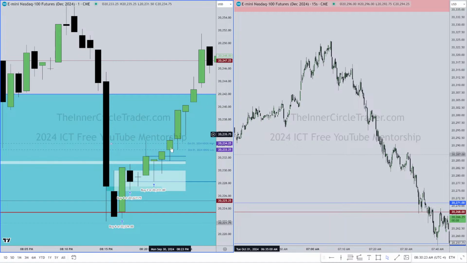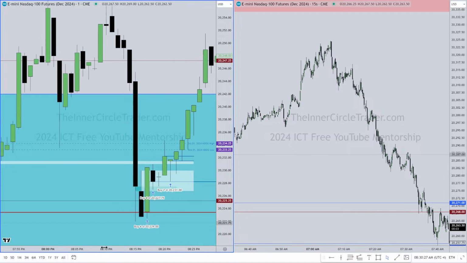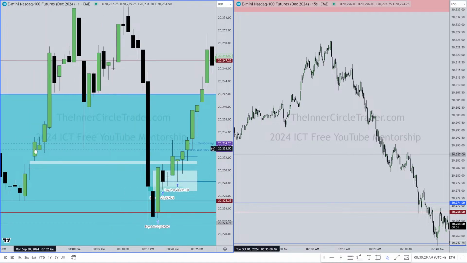Look at the delivery here. Look at that. Look at this candlestick over here. What's this candlestick's low? You're going to look at this value right here at the top of the chart. Look at this candle's low. 20,231.50. So 231 and a half. What's this candlestick's low here?